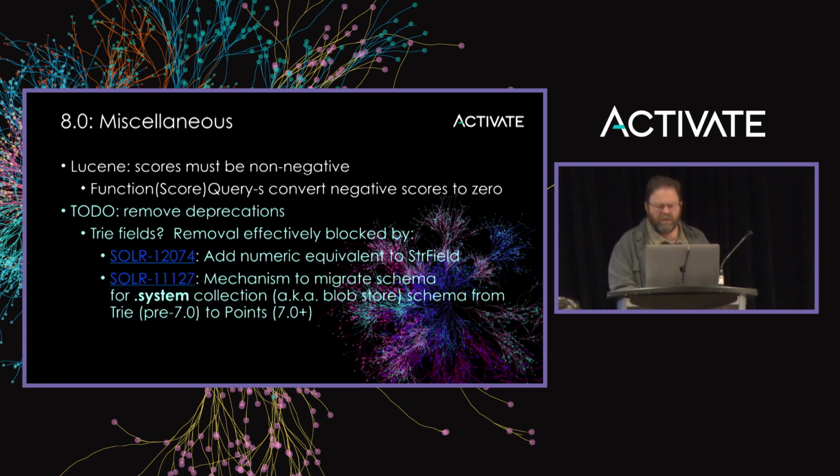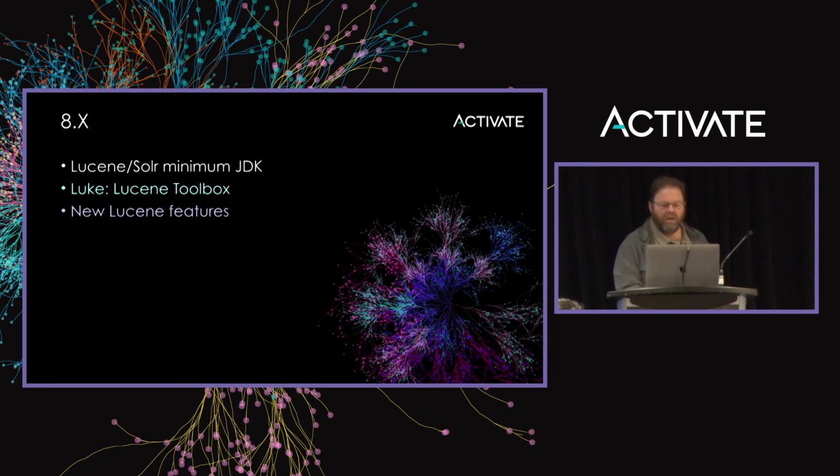It is also the case that because of the way indexes are upgraded, if you have a .system collection that survives multiple major releases, it will stop being usable. So this is actually a blocker. We really need to be able to do this, or else the system will just grind to a halt if you're using the blob store.